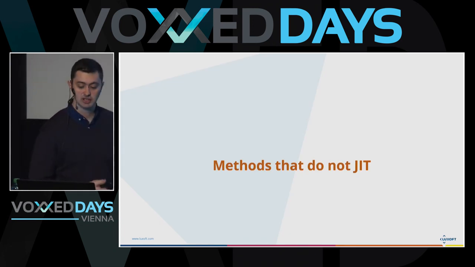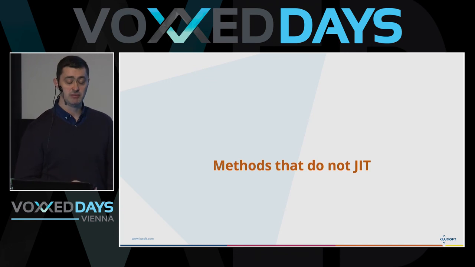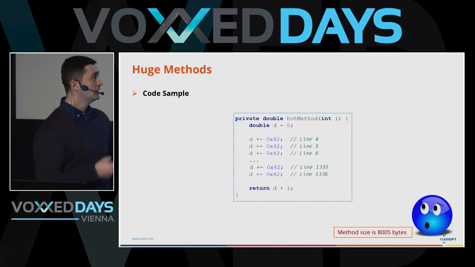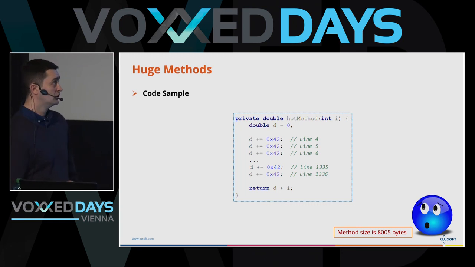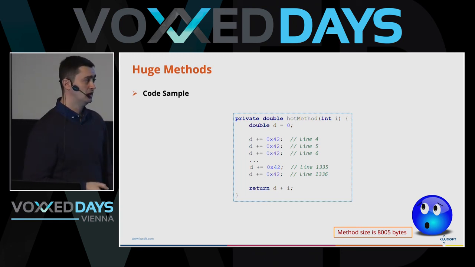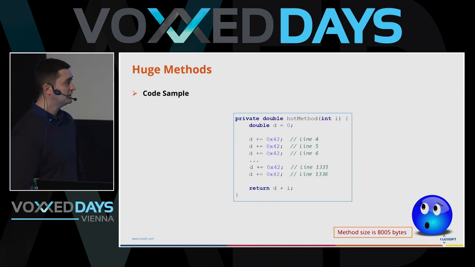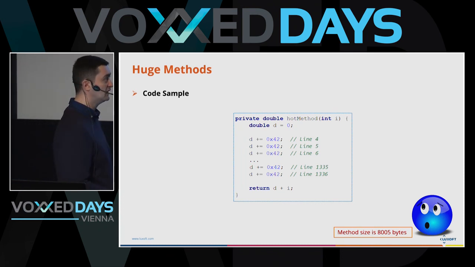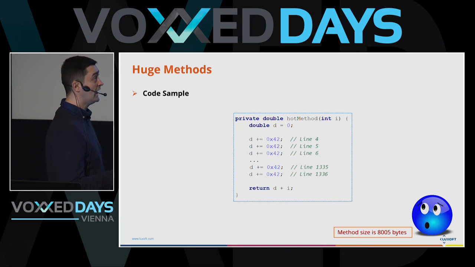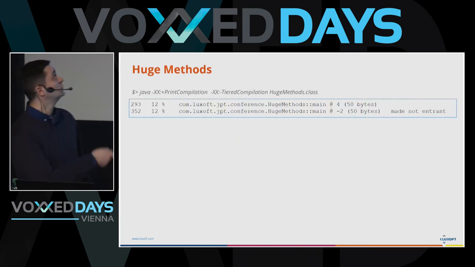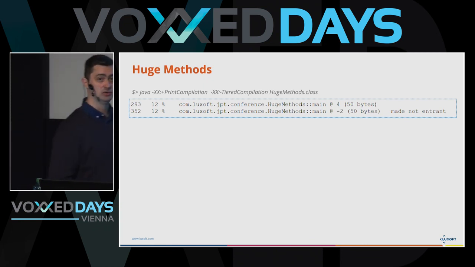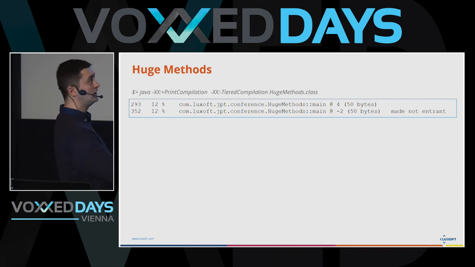And the last part of the talk is in regards to methods that don't JIT. The first case of such a method is a method which has a huge body. By huge body, in this case, it's a body that has 805 bytes. Of course, the example is a bit exaggerated, just to prove they are not compiled. If we run this and print the compilation, as we see here, nothing got compiled during the runtime in regards to the hot method, only the main method.